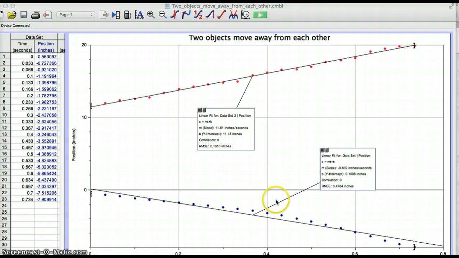And then for this one, that's just moving in the negative direction, and this one's moving in the positive direction. The slope is negative 9.839 inches per second, negative as it moves in the negative direction. This one's positive because it moves in the positive direction. And at 0, the y-intercept, where time equals 0, as you can see right here, this is time, this is position. When time equals 0, this object is at 0.1098 inches.